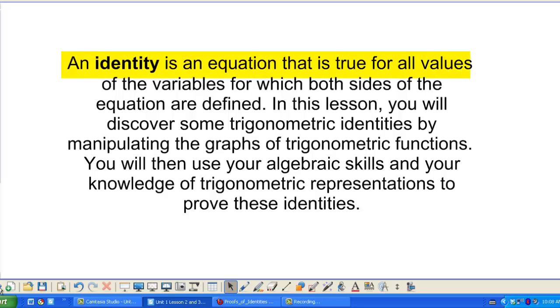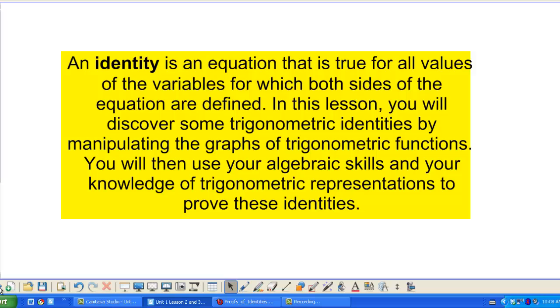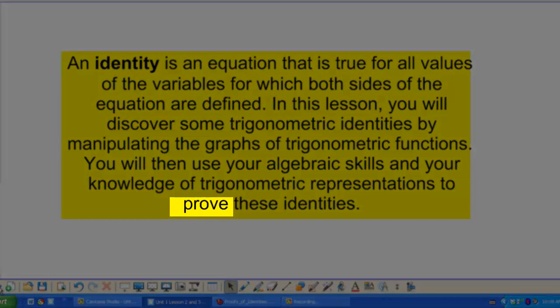So an identity is an equation that is true for all values of the variables for which both sides of the equation are defined. In this lesson, you will discover some trig identities by manipulating the graphs of trigonometric functions. In other words, you're going to use identities to make new ones. And you will have to use your algebraic skills and your knowledge of trigonometric representations to prove that these are true. Don't get too worried about the word prove. It isn't going to be a two-column proof, but a series of algebra steps that you will be able to show that the left side is indeed equal to the right.